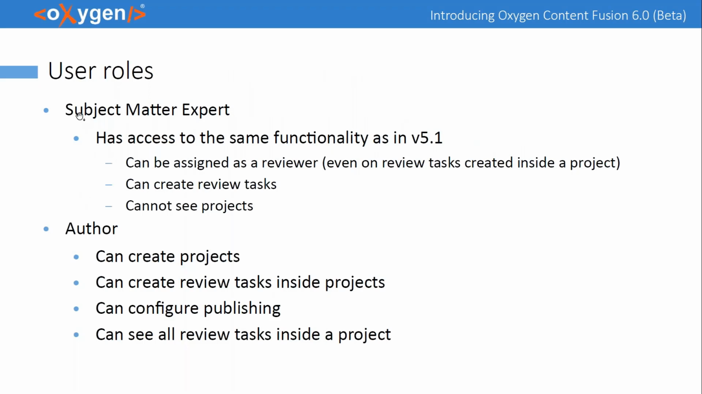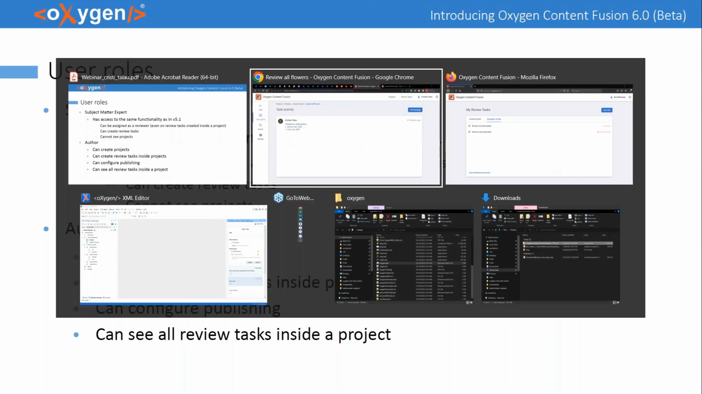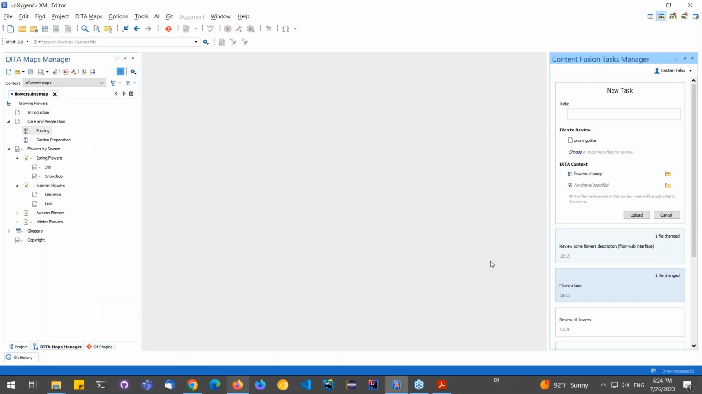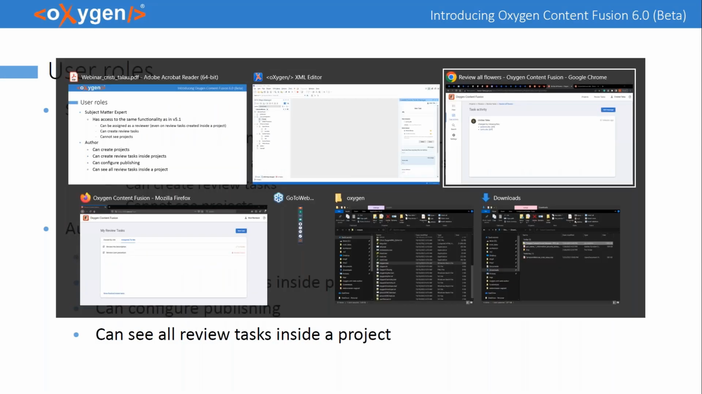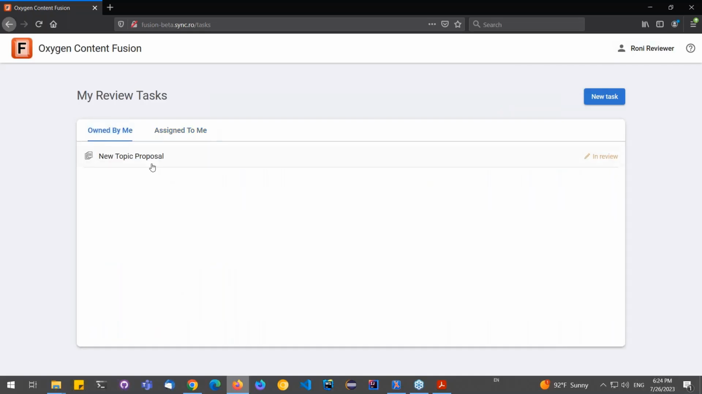Now let's talk a bit about user roles. So we have a role of a subject matter expert, which has access to the same functionality as in version 5.1. So it can be assigned as a reviewer or even create review tasks. This person can create review tasks both from oxygenxml editor and from the web interface. They can be assigned as reviewers for tasks created inside projects, but they cannot see the project's feature. So here I have the subject matter expert role, so I can only see my review tasks, and that's it.